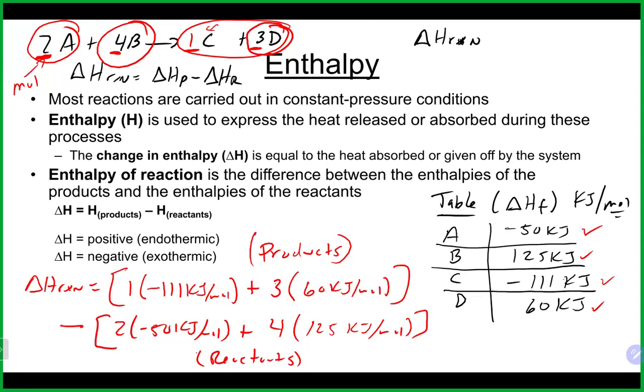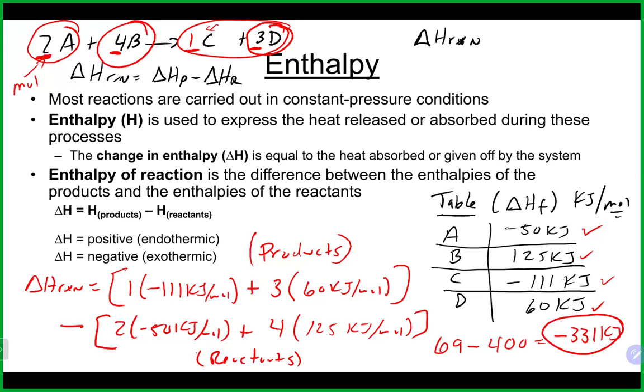And if we do all that, let's see how bad I did here. So we ended up with minus 111 plus 3 times 60. So that's going to give me a 69 minus 2 times negative 50 plus 4 times 125. That gives me approximately 400, I think, here. So basically, we got 69 minus 400. Going to give you overall here negative 331 kilojoules in this case. And that would be the delta H for this reaction that I just made up.